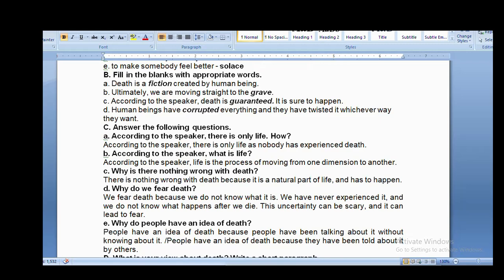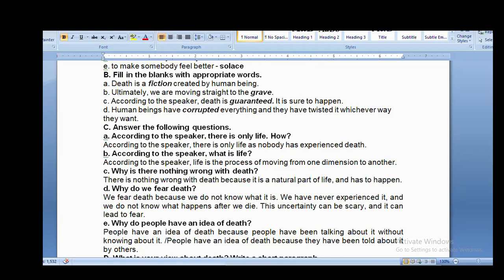Why do we fear death? We fear death because we do not know what it is. We have never experienced it, and we do not know what happens after we die. This uncertainty can be scary, and it can lead to fear.